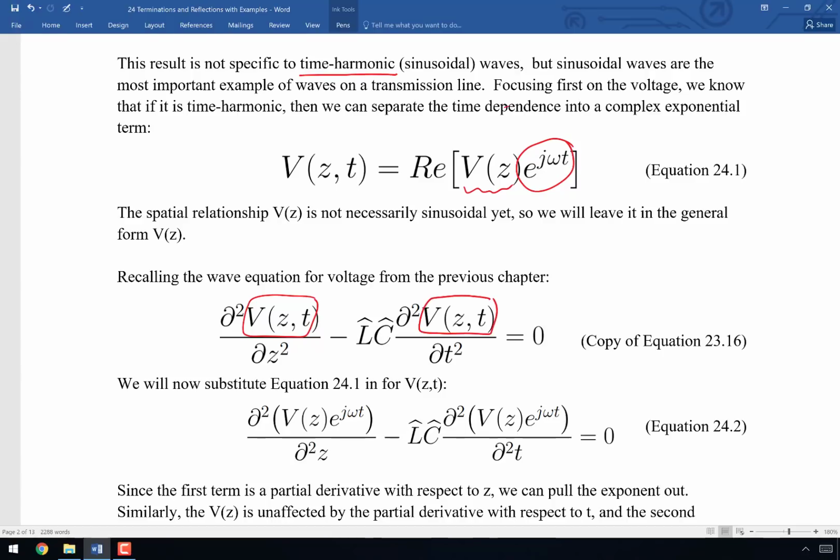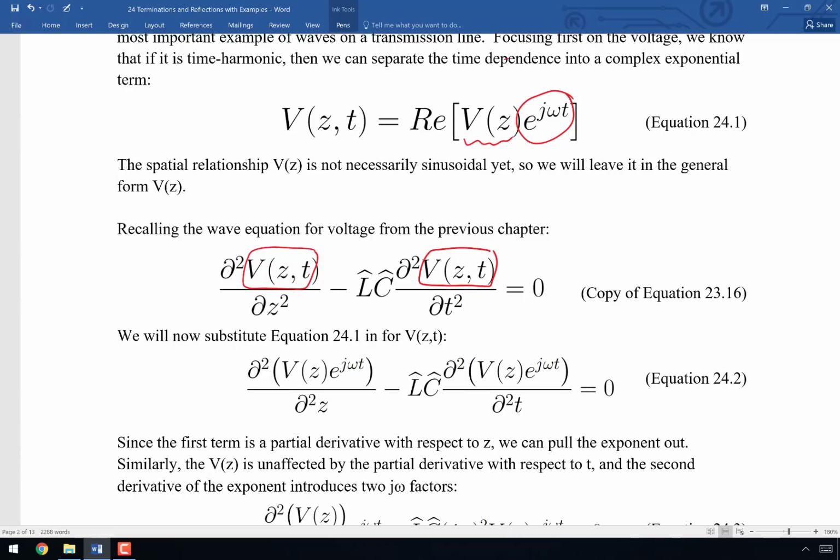in this wave equation. So you can see all I've really done there, I took away the real part, and we'll take the real part at the end. All I really did was to substitute our new separated version for v of z comma t.